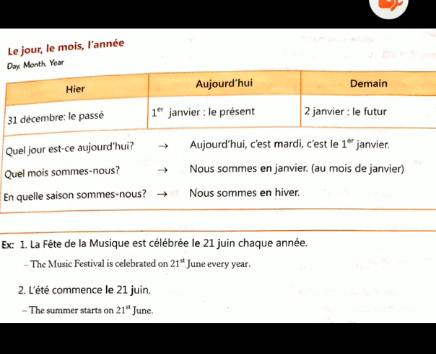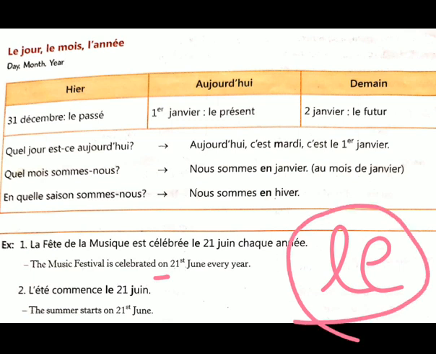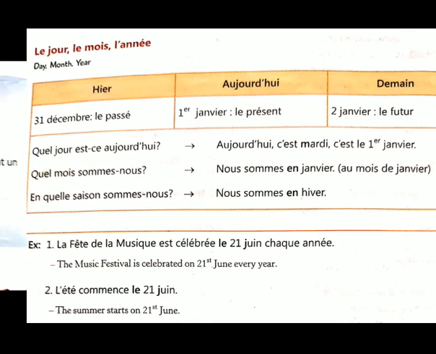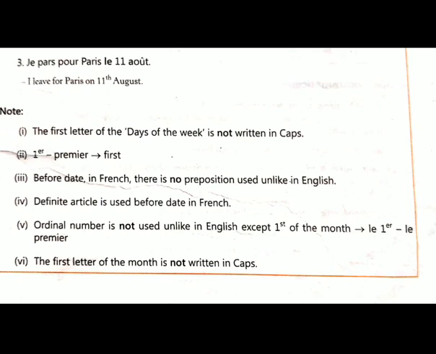Now for example, before any date you have to put le as the article. Before any date you have to put le. In English we use the preposition on, but in French we use only le before any date. It is compulsory.